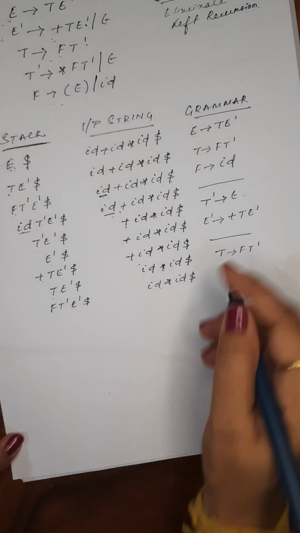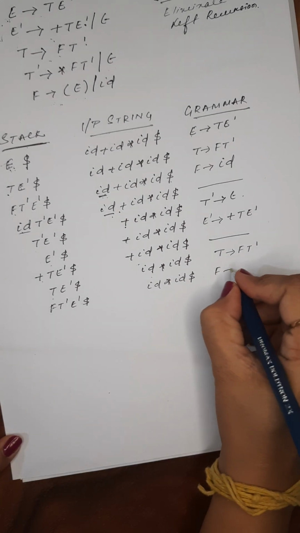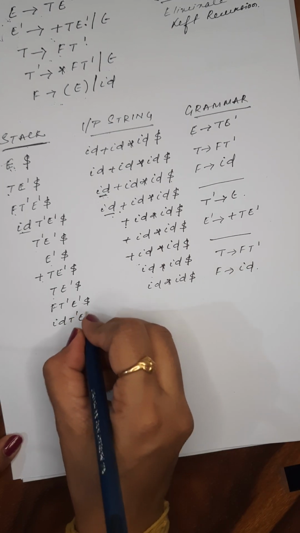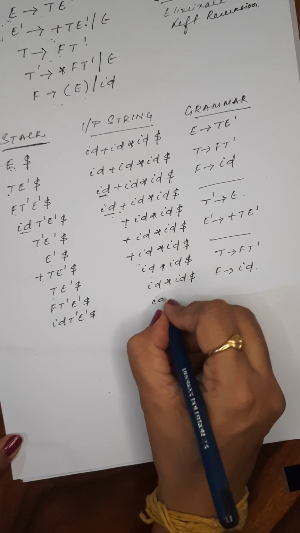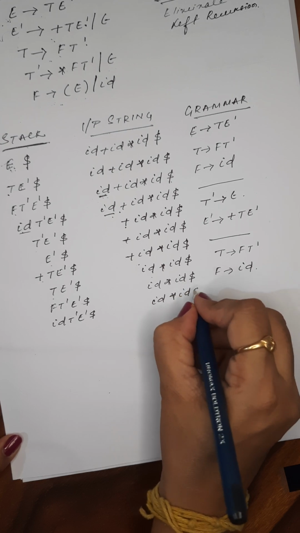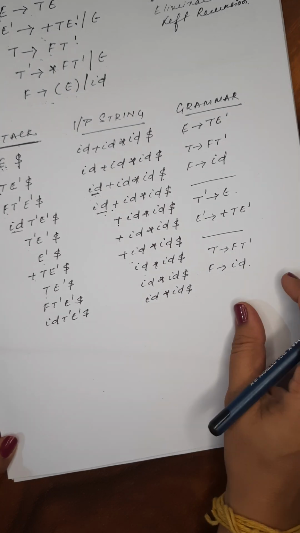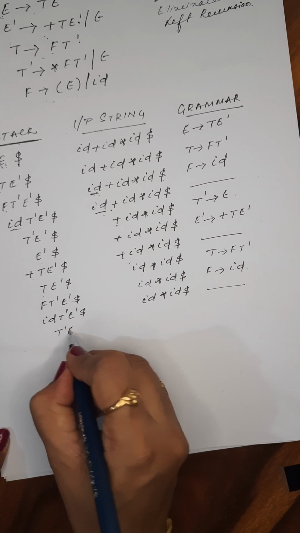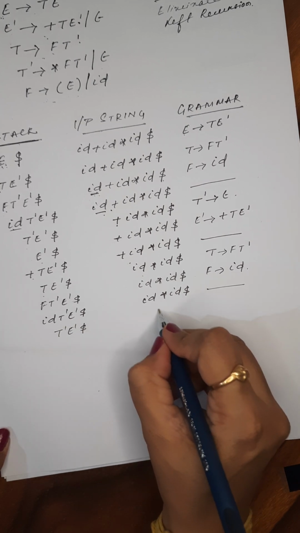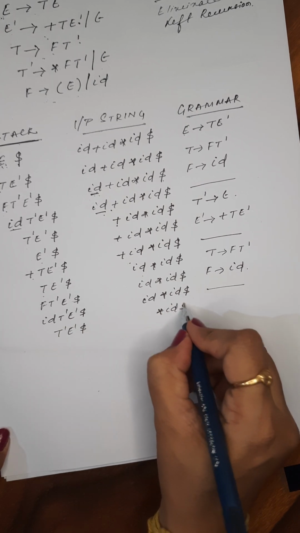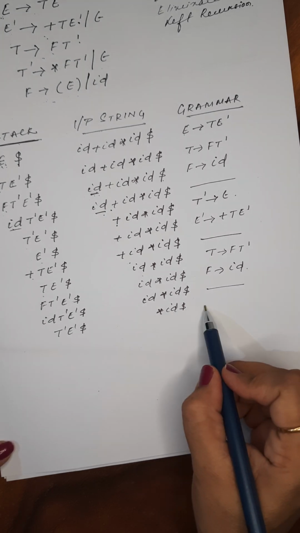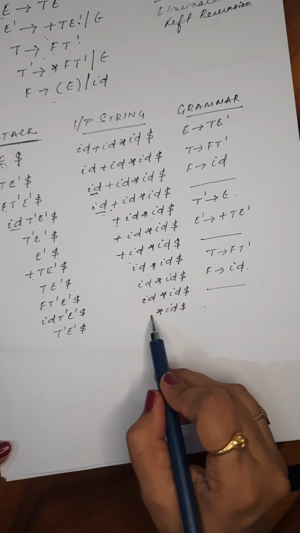As I have already done this, the same way we will take F tends to ID. So ID T dash E dash dollar, ID star ID dollar. Now both match, so it will pop. So what will remain? T dash E dash dollar, star ID dollar. One thing you have to remember when we take this: what do we have to look at? We have to look at two things.